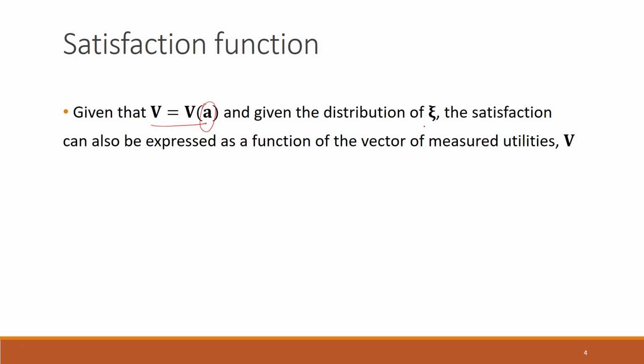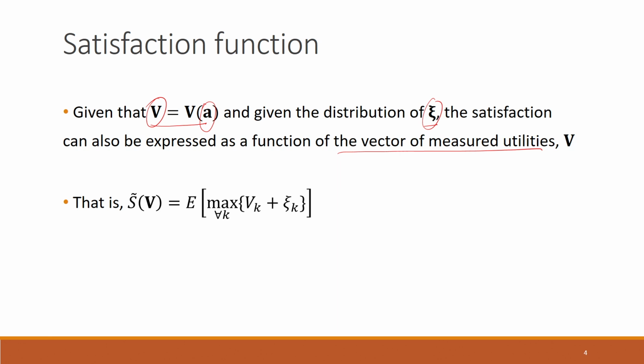We are also aware of the distribution of the error terms, which is denoted by this bold vector here. Given that we have knowledge of the measured or systematic components of different utilities v and the distribution of the error terms, the satisfaction function can be expressed as a function of the vector of measured utilities v as follows. Instead of uk, we have replaced it with vk plus the error term corresponding to the kth alternative.